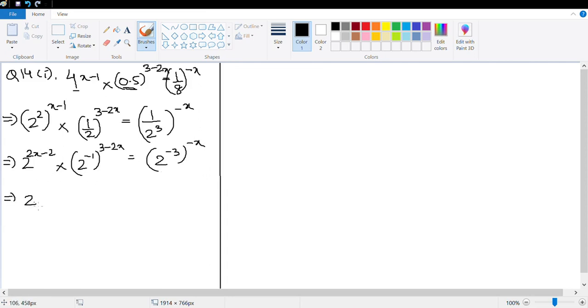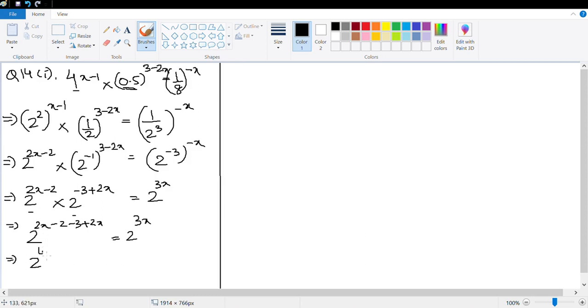This is 2 to the power 2x minus 2 multiplied with negative 1 into 3, that's negative 3, negative 1 into negative 2x, that's plus 2x, is equal to negative 3 into negative x, that's 3x. Bases are equal, so I can add the powers. So 2 to the power 2x minus 2 minus 3 plus 2x is equal to 2 to the power 3x. There's 2x plus 2x, that's 4x minus 5, is equal to 2 to the power 3x.